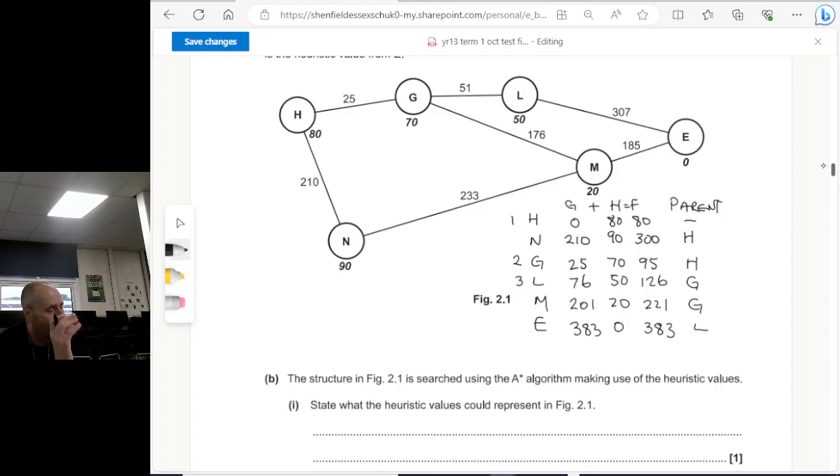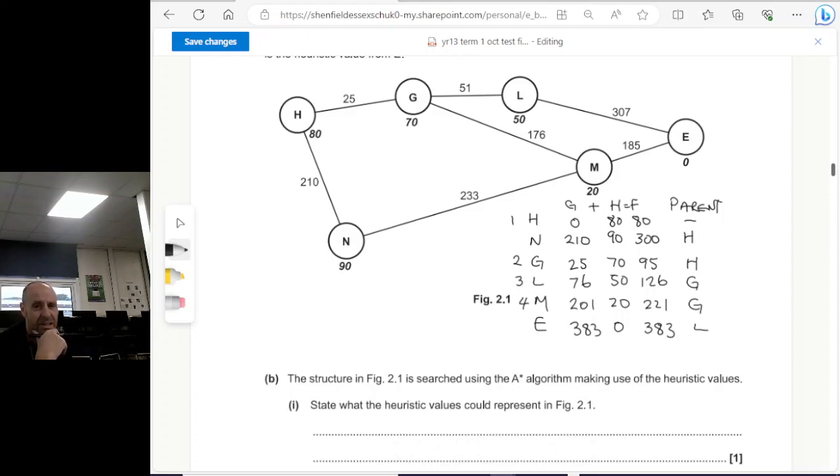So we've visited 3 nodes. We've looked at all the neighbours that are in the graph now. But we're going to go again looking for the smallest F cost. So we've got still open, we've got 300, a 221 and a 383. So we're going to pick M.